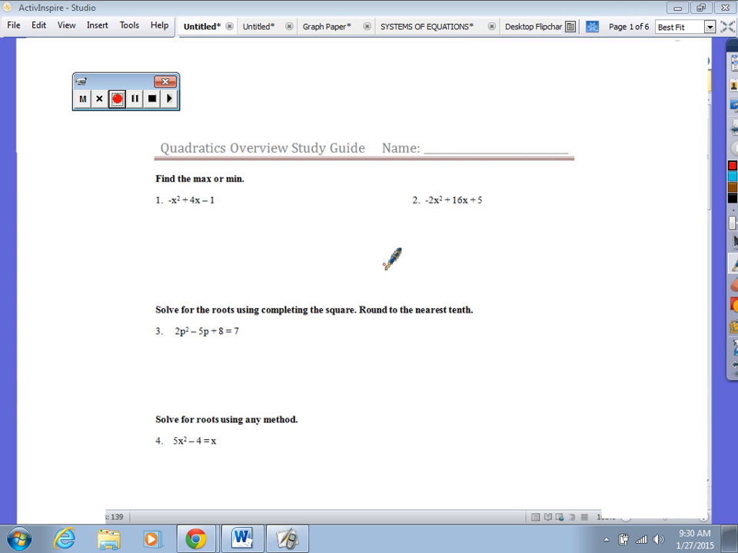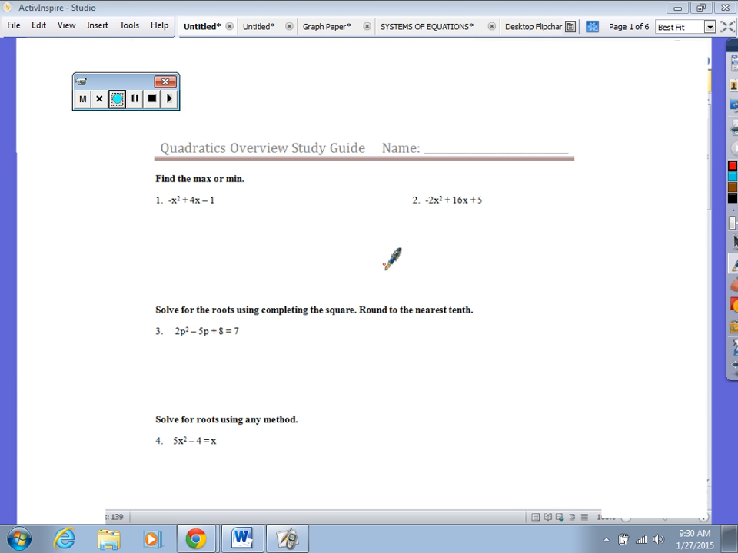Okay, all right. Does everyone have a calculator? Cool. Let's look at number 1. It says find the max or the min. What are they asking for? The vertex. And how do we find the vertex?